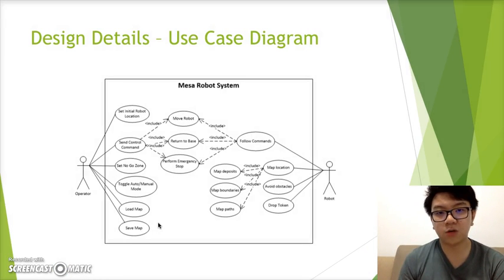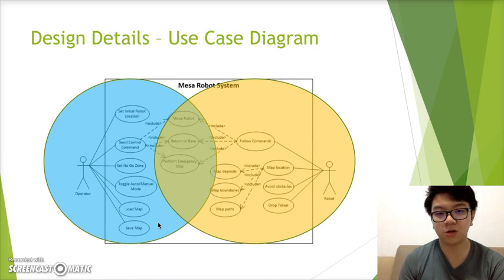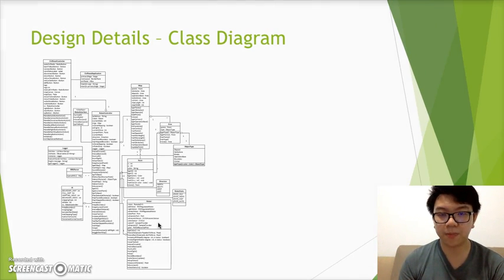Then we talk about our use case diagram. Our use case diagram has two actors, the operators and the robot. Operators is able to perform things like send control command, toggle auto or manual mode, load map, and save map, while the robot itself is able to follow the commands that are sent by the operator, and it is able to map location, avoid obstacles, and drop tokens as well.